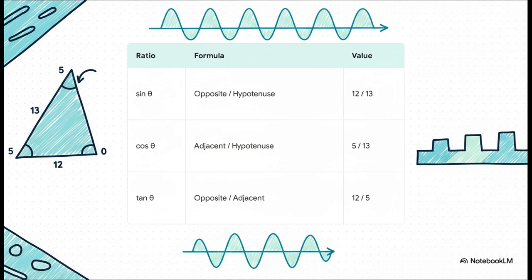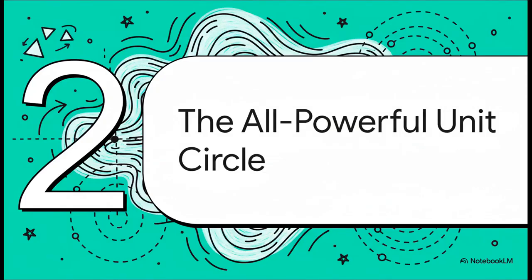So that gives us our ratios, right? The sine of our angle is 12/13. The cosine is 5/13, and the tangent is 12/5. For this one specific triangle, those ratios are locked in. All right, on to part 2, the all-powerful unit circle. See, a single triangle is great, but it's kind of static. It just sits there. But the world around us is constantly in motion.